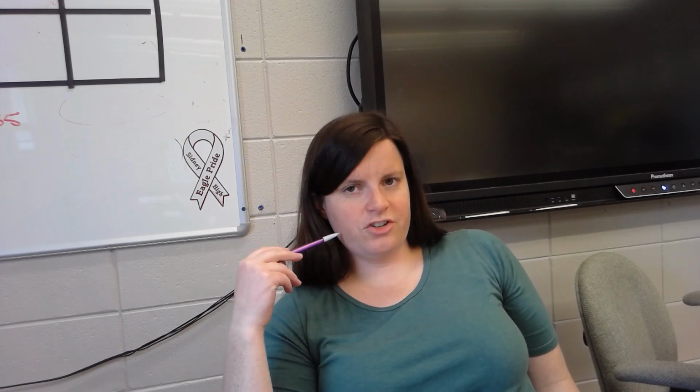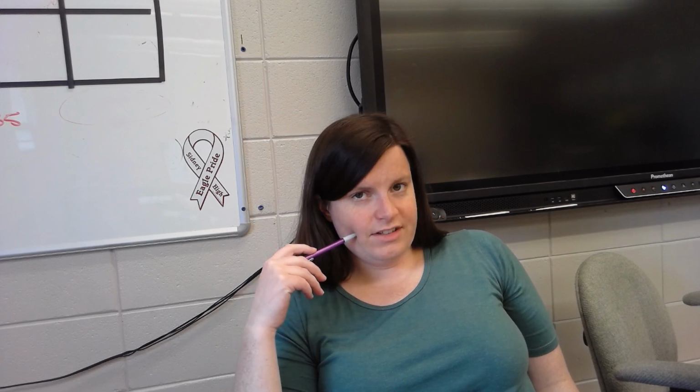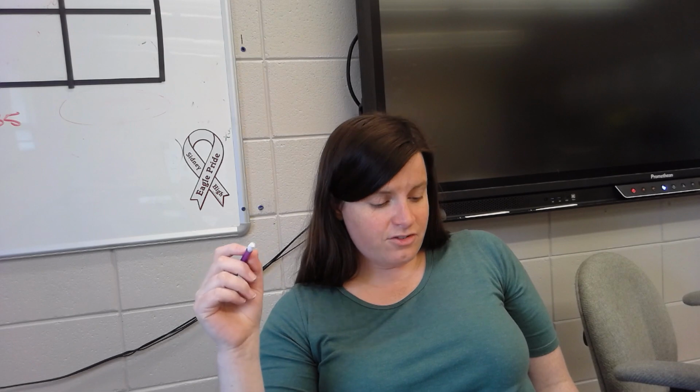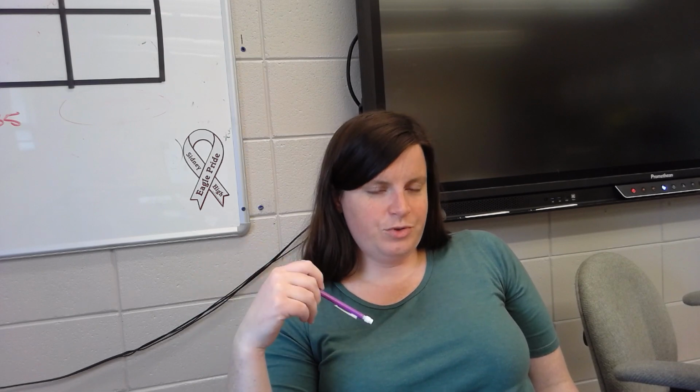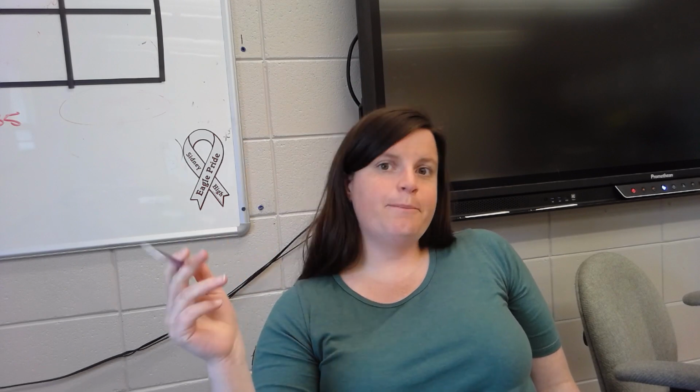All right, then you have your valves, and there are 4 valves that we're going to talk about. There are your AV valves, which are your atrioventricular valves, and your semilunar valves. First, atrioventricular valves, AV. You have the tricuspid valve, which lies between the right atrium and the right ventricle. And then you have the bicuspid valve, which lies between the left atrium and the left ventricle.